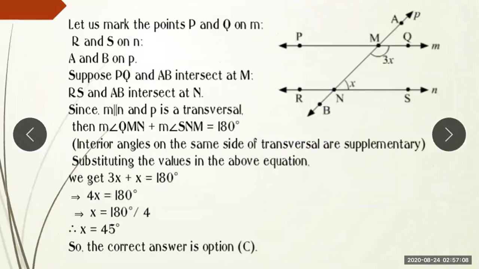See, first I told you to mark P and Q on M, R and S on N, A and B on P. The same thing I will write over here with the help of the diagram, so that you get the same thing twice. Now here we have marked P and Q on M, R and S on N, A and B on P. Now here you have the data.